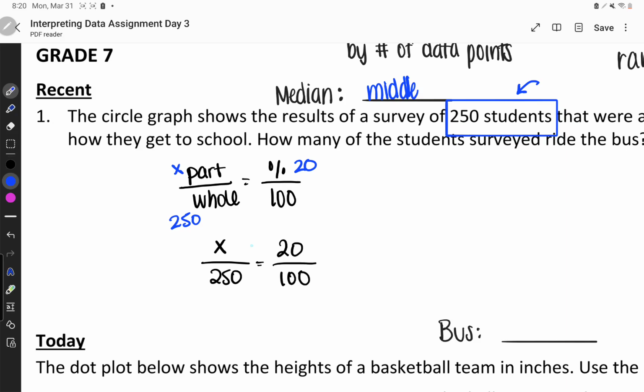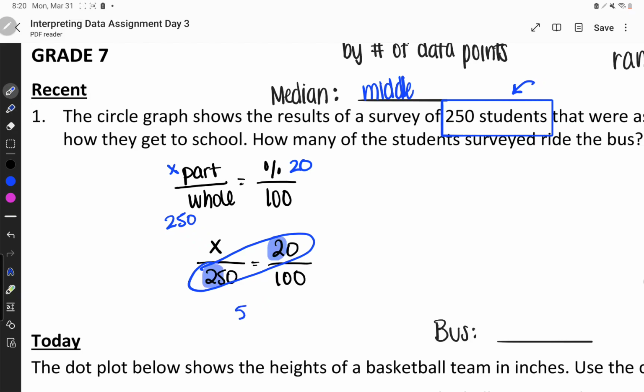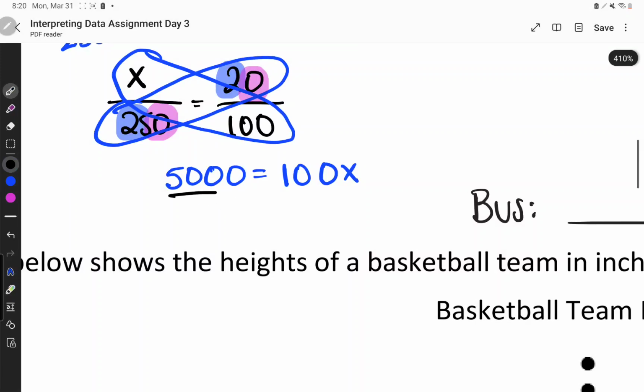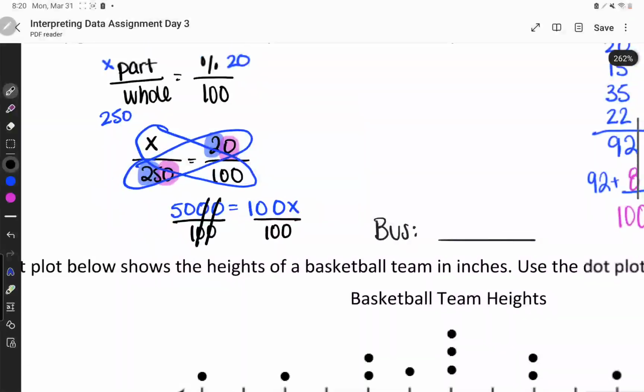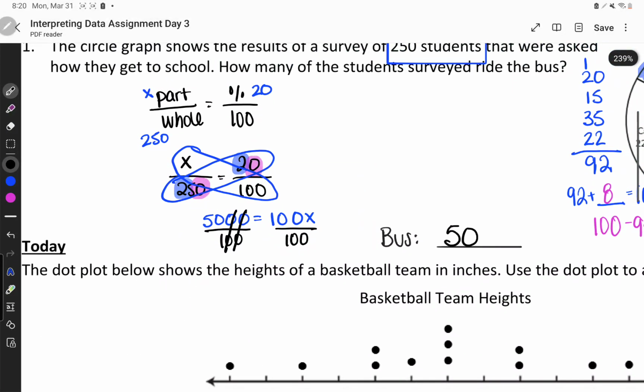I solve this by cross multiplying, so I do 250 times 20. Well, I have 25 and 2, and those multiply to give me 50. And then I still have a 0 here and a 0 here that gets attached onto the end. Then I have 100 times x, which is going to give me 100x. I divide both sides by 100. These zeros cross out, and that leaves me with 50 divided by 1, which gives me 50 people riding the bus.